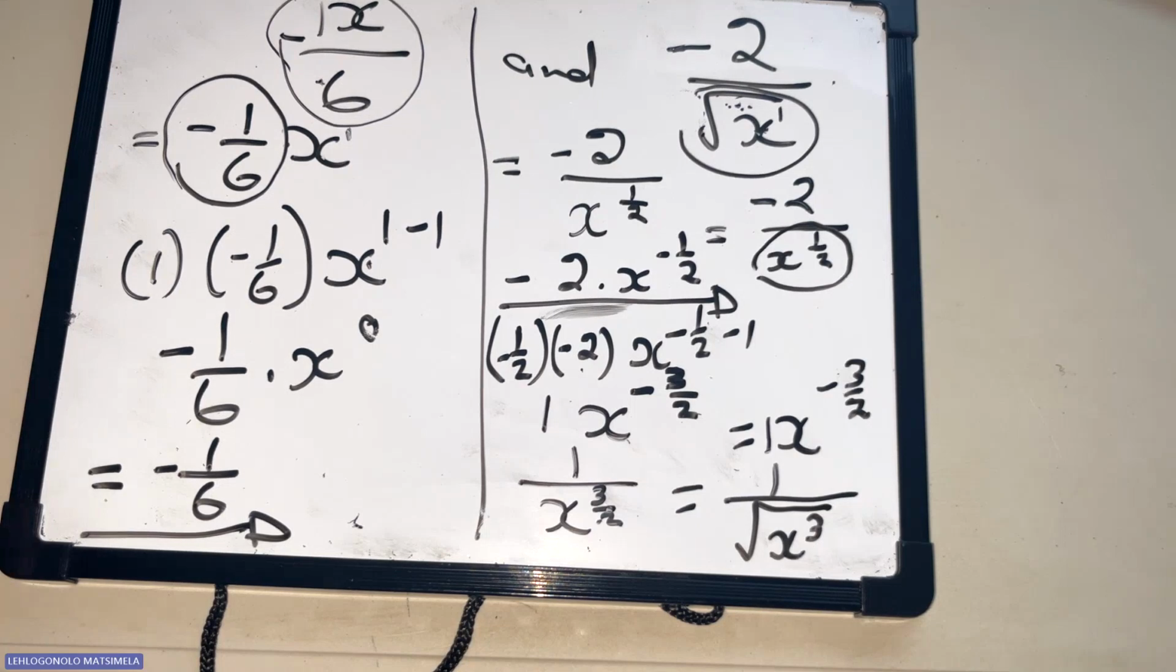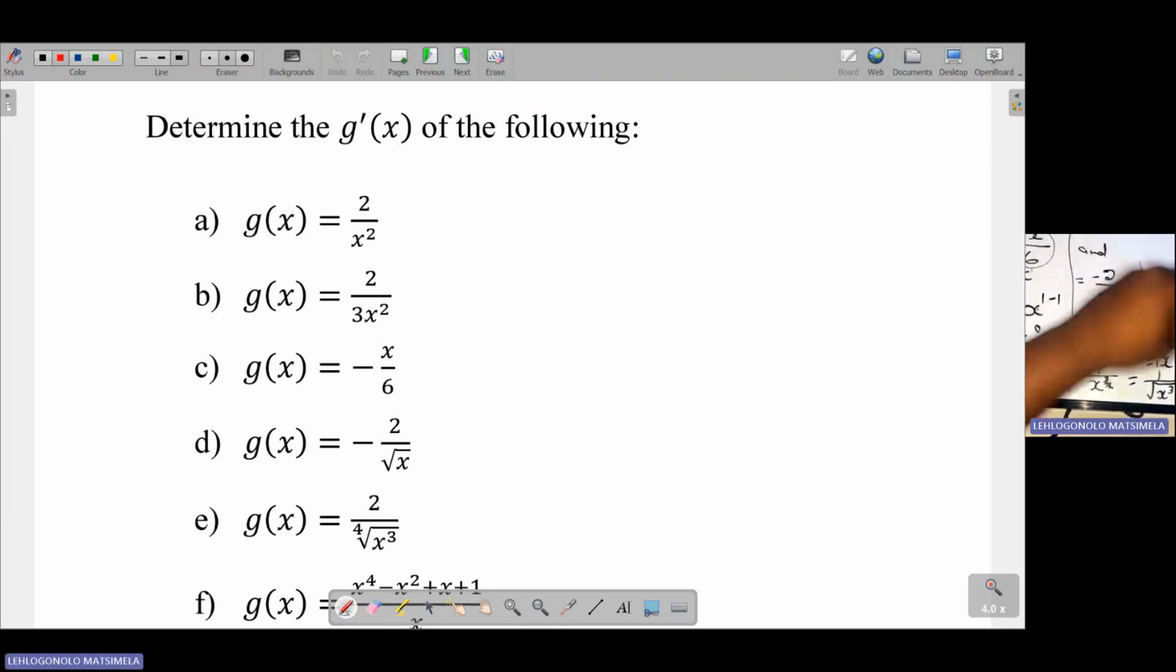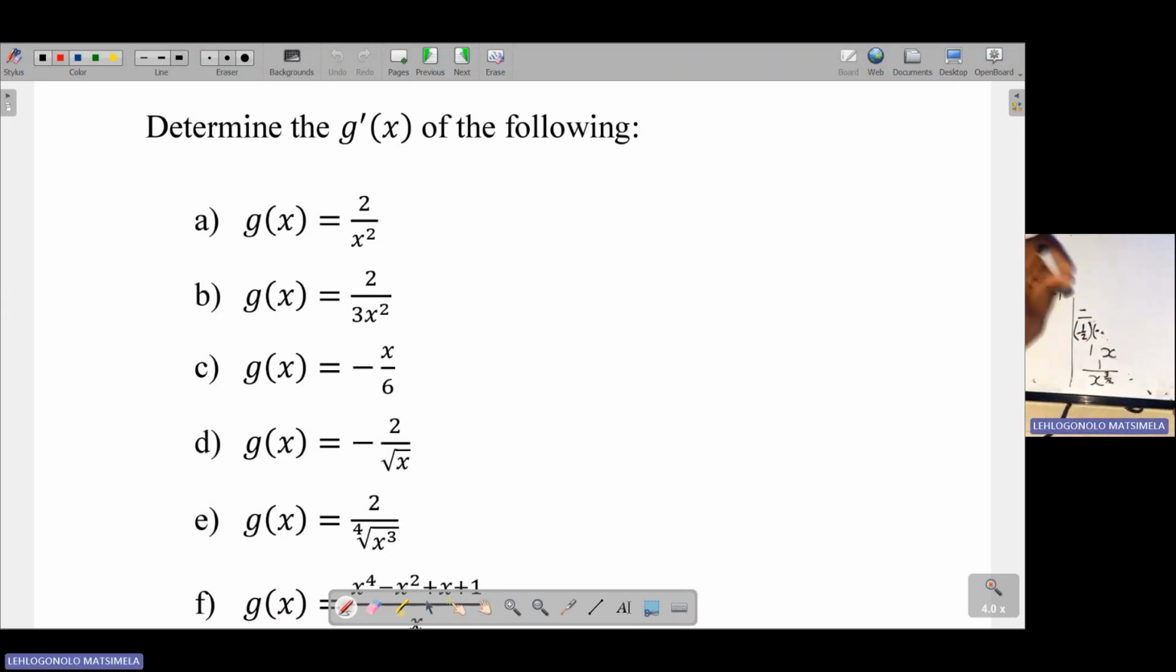Good. Okay, let's go to the next one. On the next one, I will just simply choose the number 4 so that you can understand how we get rid of the fourth root. We were doing the square root, now we are doing the fourth root.